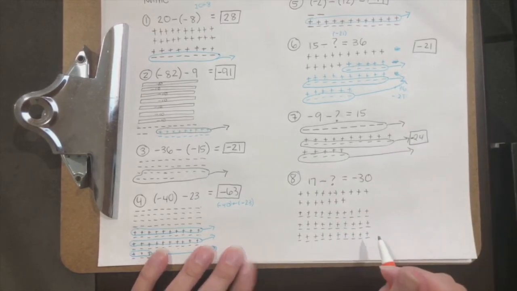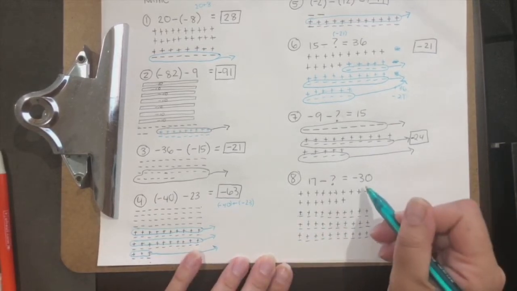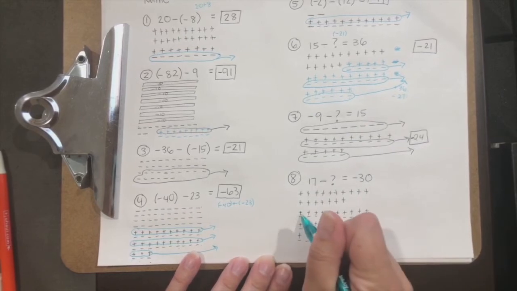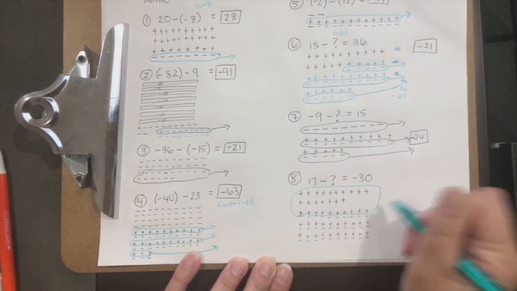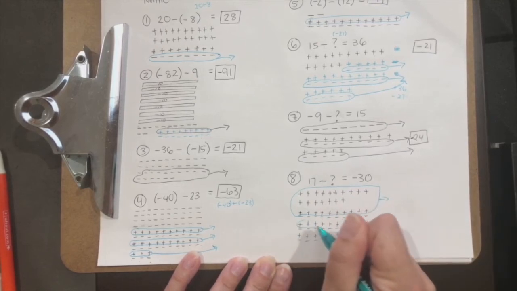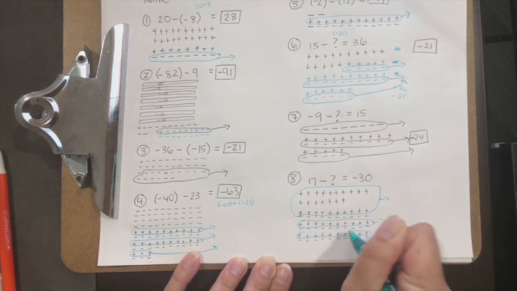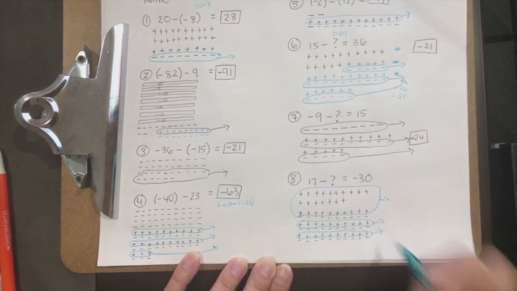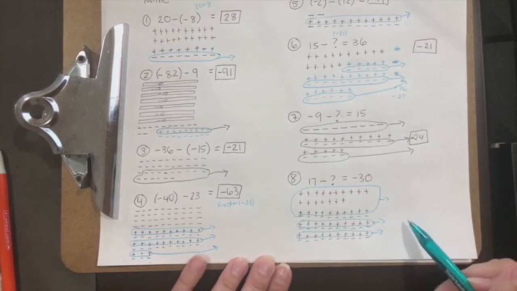So now I get to take away all the negatives. Nope, not the negatives. We want to leave the negatives. I get to take away all the positives. So let's take away all the positives up here, all the positives right here, and all these positives right here. And then we'll go ahead and count how many we just took away.